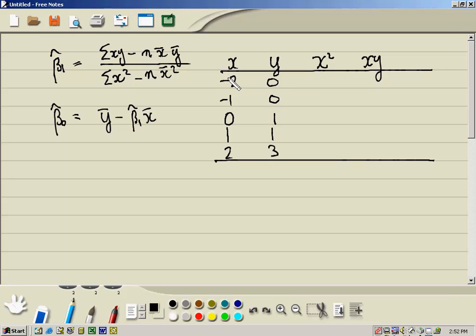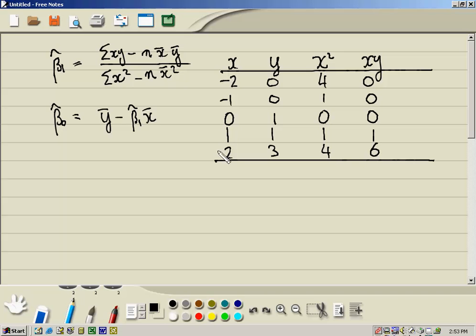In the x squared column, we'll want each of the x's squared, just like we did in 214 when we were calculating variances. So minus 2 squared is 4, minus 1 squared is 1, 0 squared is 0, 1 squared is 1, 2 squared is 4, and we're going to add these up later, but for now let's complete the last column, x times y. So again, similar sort of thing, but now x times y for each row. So minus 2 times 0 is 0, minus 1 times 0 is 0, 0 times 1 is 0, 1 times 1 is 1, and 2 times 3 is 6.